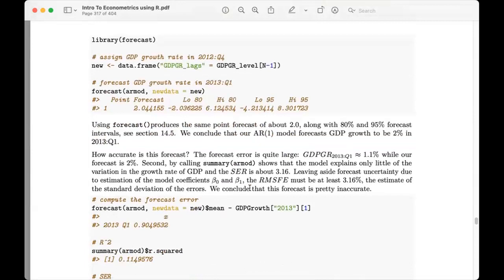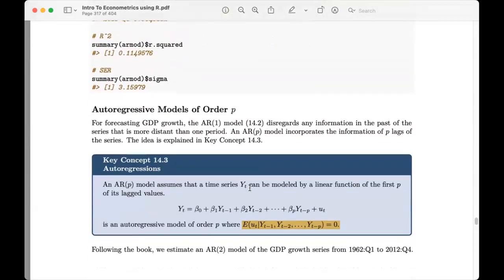We could look at Key Concept 14.3. For forecasting GDP growth, the AR(1) model in 14.2 disregards any information in the past of the series that is more distant than one period. An AR of order p model incorporates the information of p lags of the series. An AR(1) is not very realistic because we are saying that Y_t depends solely on its previous value, which is not usually the case. Saying that GDP is explained by last year's GDP doesn't make much sense.